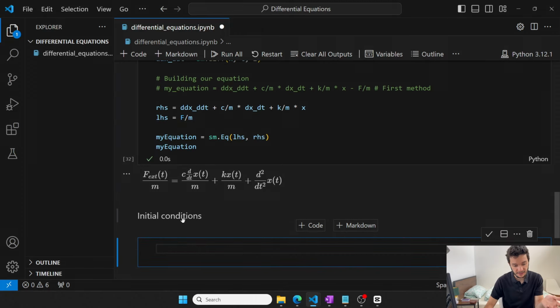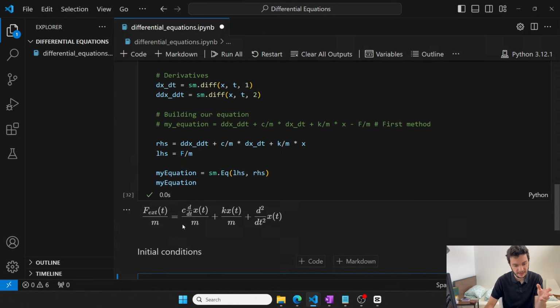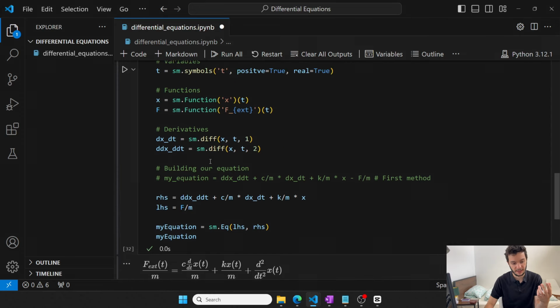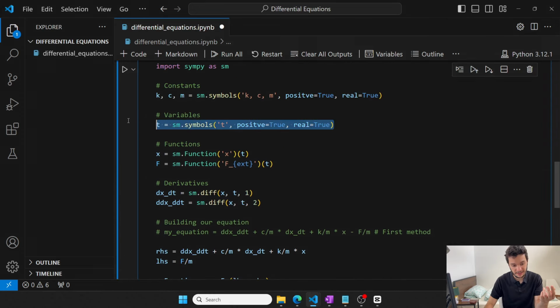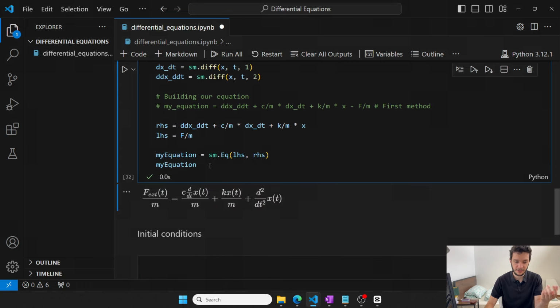Why am I specifying initial conditions and not boundary conditions? Since here we have a temporal problem. A temporal problem is a problem where our variable depends on t. And usually the way you define conditions on a temporal problem is you look at the initial state. For example, what is the position at t equal to 0? And what is the velocity corresponding at this time right here? So at t equal to 0.